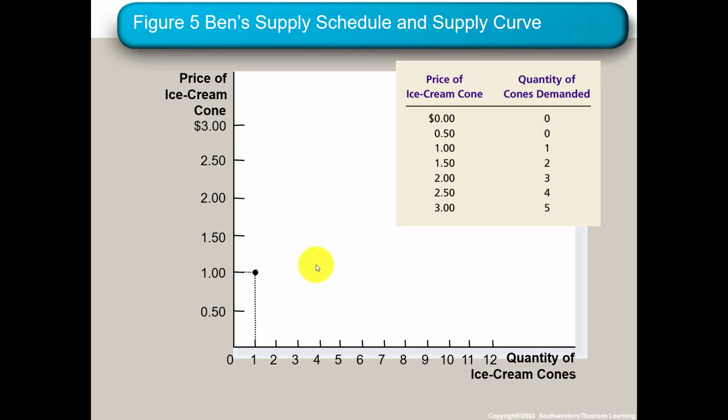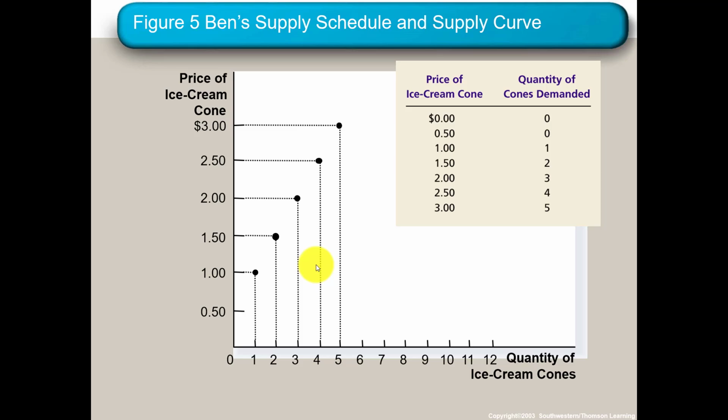At $1, you supply one cone. At $1.50, you supply two cones. At $2, you supply three cones. At $2.50, you supply four. At $3, you supply five cones. So as you can see, as the price goes up, the amount supplied also goes up, and this is the complete curve right there. It's a positive sloping curve because it shows that as the price goes up, so does the quantity supplied. All right, so that's where we're at with this one.